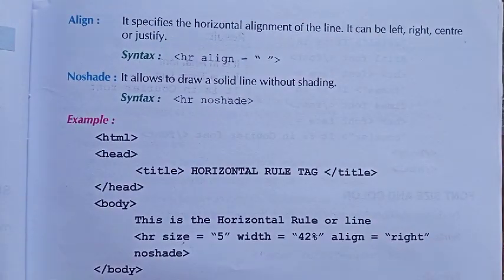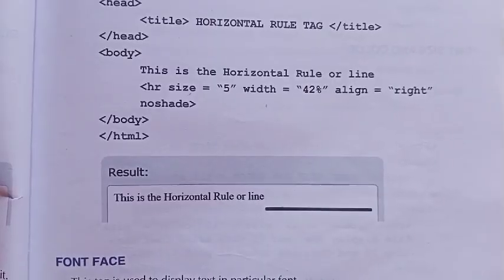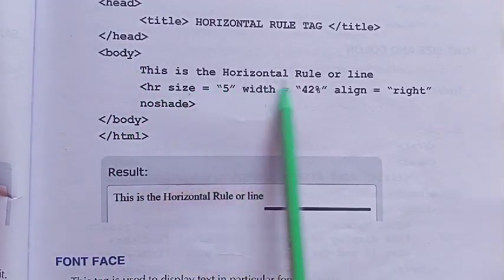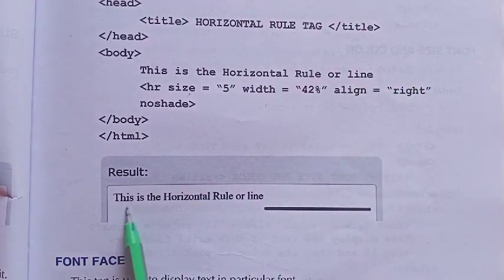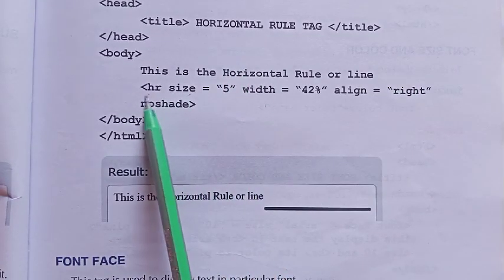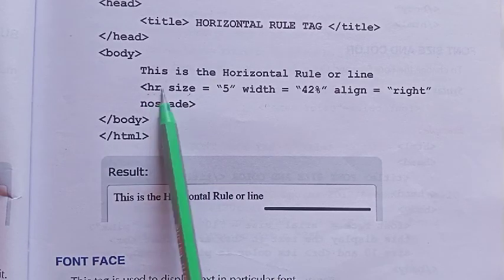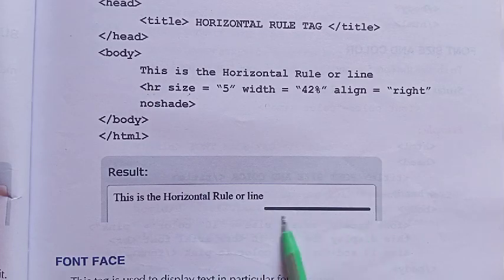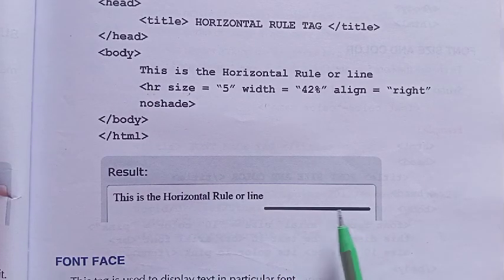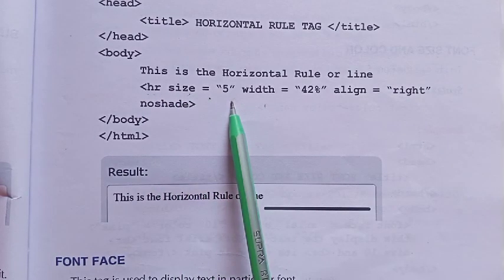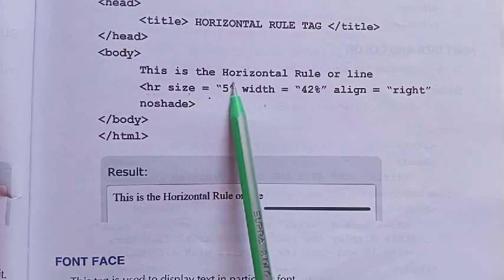Let us have a look at the example for this. See here, inside the body tag we have written a paragraph. This is the horizontal rule or line. So this text appear as usual over here, and after this we have given HR tag. That HR tag will give a horizontal rule, a horizontal line. So you can see a horizontal line appears, but this line is quite thick and a solid line. How do we get this? HR size equals to 5. That is, the thickness is 5 pixels.